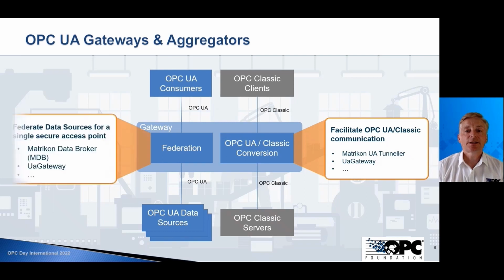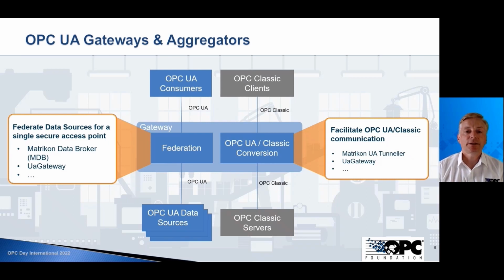The other side of this is to say, okay, well, once you establish those communications, you also want to be able to group those sources that are coming into the gateway into a common access point, and actually have the rest of the enterprise or the rest of the components pulling information from those sources come to one point, which is why you federated everything, and it's at the gateway. So things like Matricon Data Broker, or again, Unified Automation's UA Gateway, will do that.